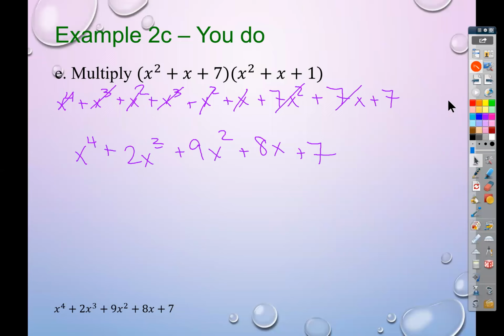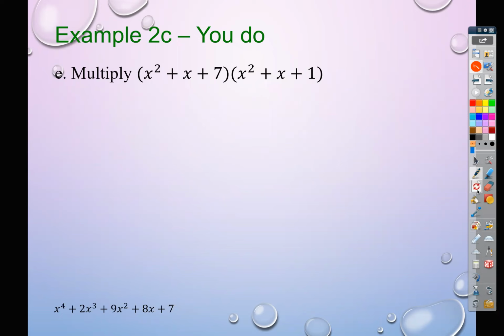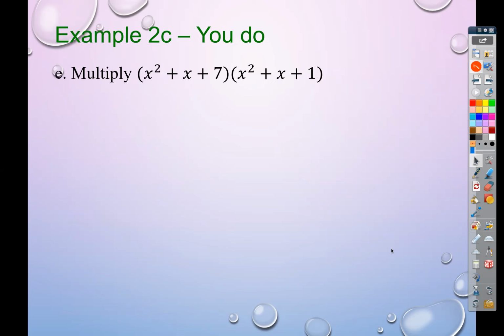You can kind of see how I distributed. So when I did it first, this was my multiplying the x squared to everything. This was multiplying that x to everything, and this was multiplying the 7 to everything in the second polynomial. Okay, so I know that I've got it when I can use the distributive property to multiply polynomials and multiply polynomials vertically. I actually didn't show you that.